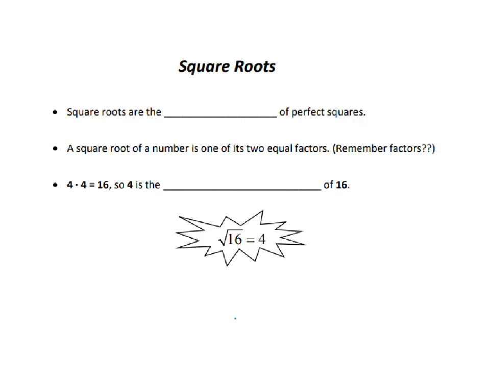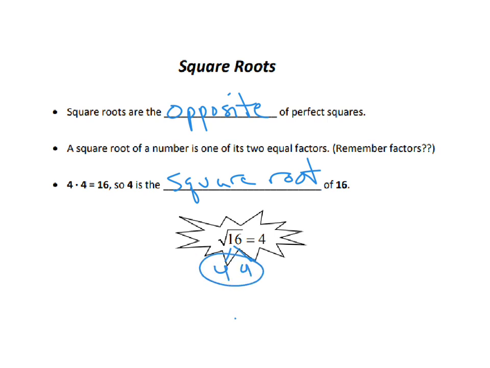Today we're going to talk about perfect square roots. So square roots are the opposite of perfect squares. A square root of a number is one of its two equal factors. So if 4 times 4 equals 16, 4 is the square root of 16. When you're taking square roots, you're looking for pairs of numbers. If we were to make a factor tree here, 4 times 4 gives you 16, so that's why 4 is the square root.